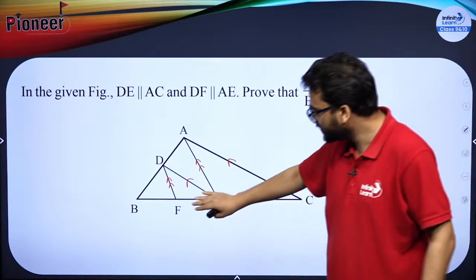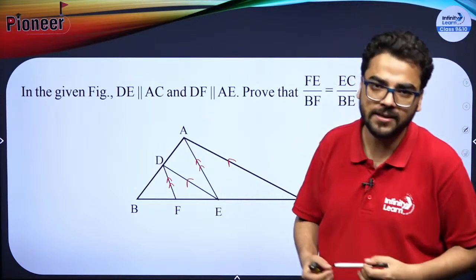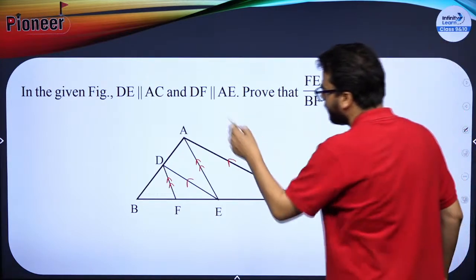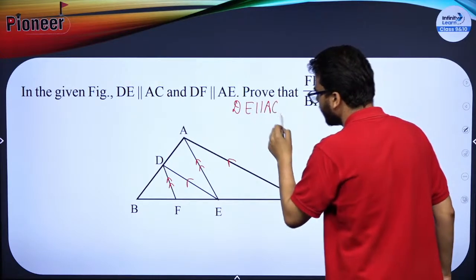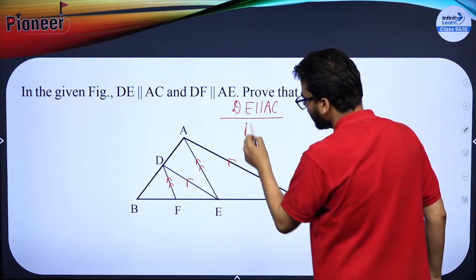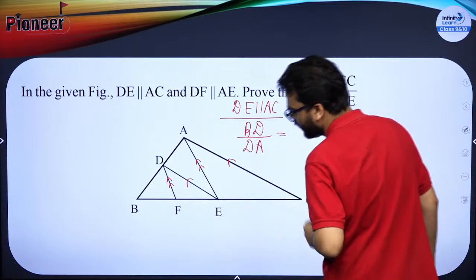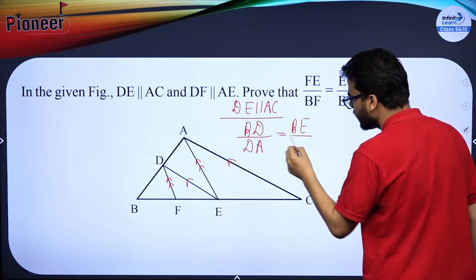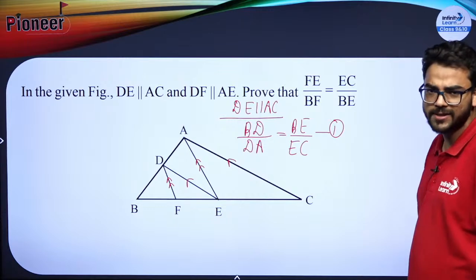Now you see, this is a very simple question on the basis of the basic proportionality theorem. It might look that it is complex, but it is very simple. Because if I take the first case, you see DE is parallel to AC is given to us. DE is parallel to AC is given. So can I say that BD by DA is equal to BE by EC using the basic proportionality theorem? Can I say that? Suppose this is the first equation. Can I not say that?